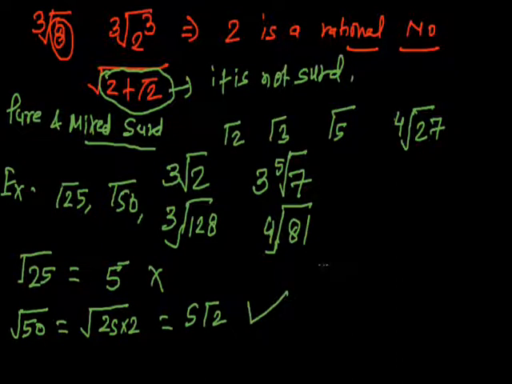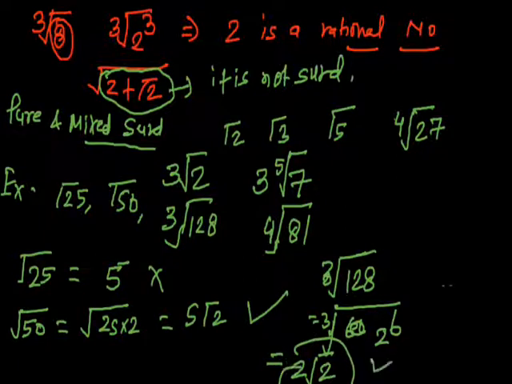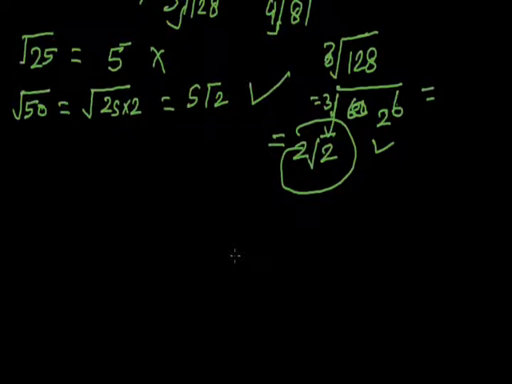And I can also do the same for the cube root of 128. Now if I break it down, 128 can be written as 2 to the power 7, that is 2 to the power 6 into 2. So I can write it like this, 2 raised to 2. Now this is a surd. How have I solved it? Because when the 6 comes outside, it will be divided by 3, so it will remain only 2. So 2 times the cube root of 2. Okay.